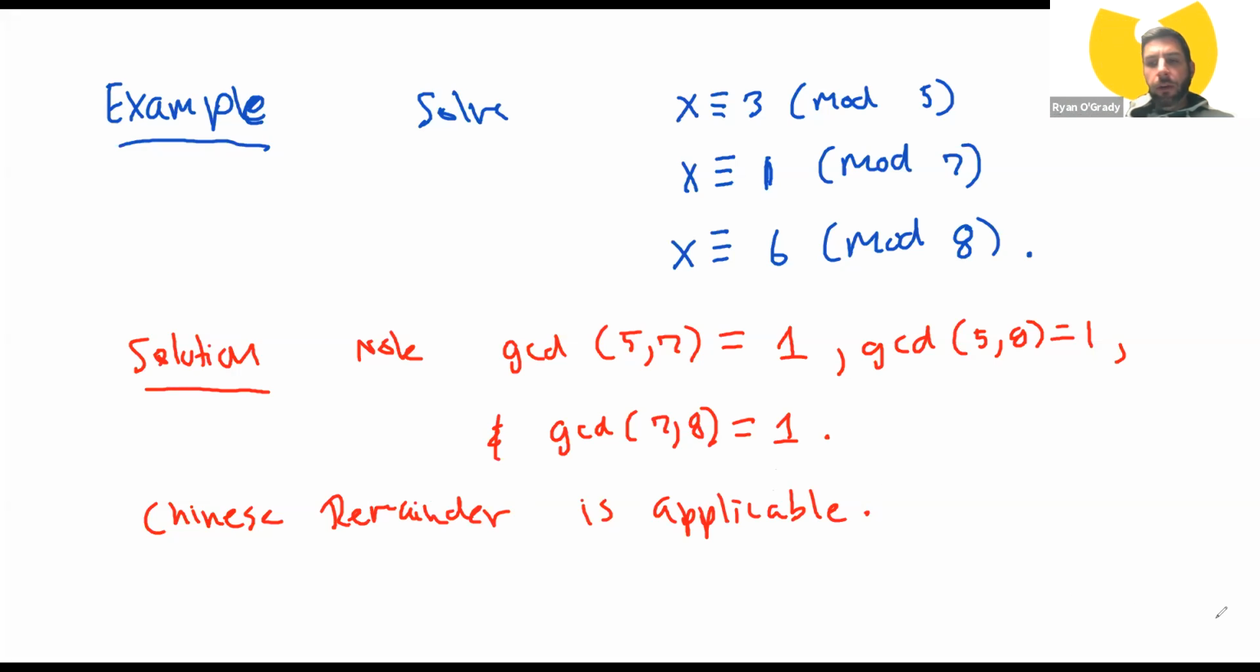Okay, so very good. Now we just have to do this construction that we did before. The construction we did before is we defined these new numbers. The first thing that we'll do is take little m. Little m is the moduli multiplied together: 5 times 7 times 8. Now, honestly, I don't care what this number is at this moment. You could multiply it out if you wanted, but I'm not going to.